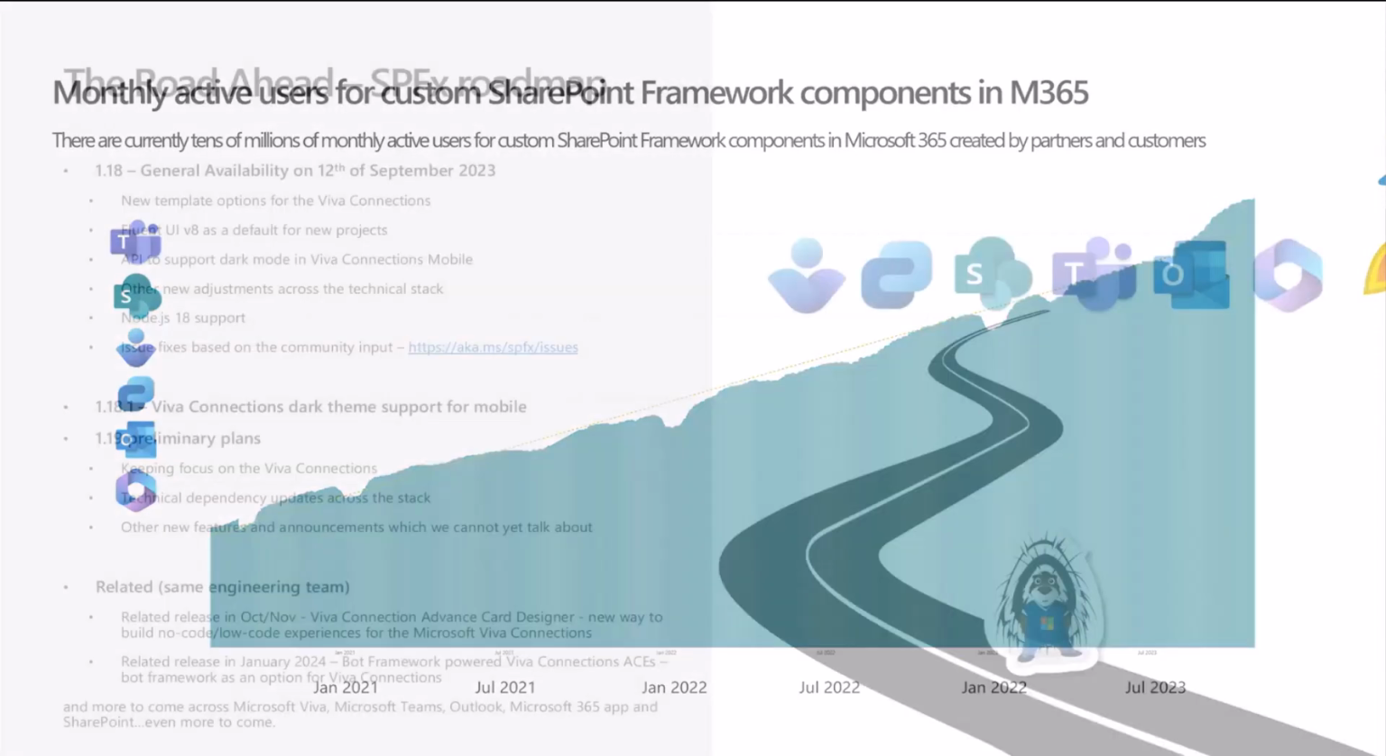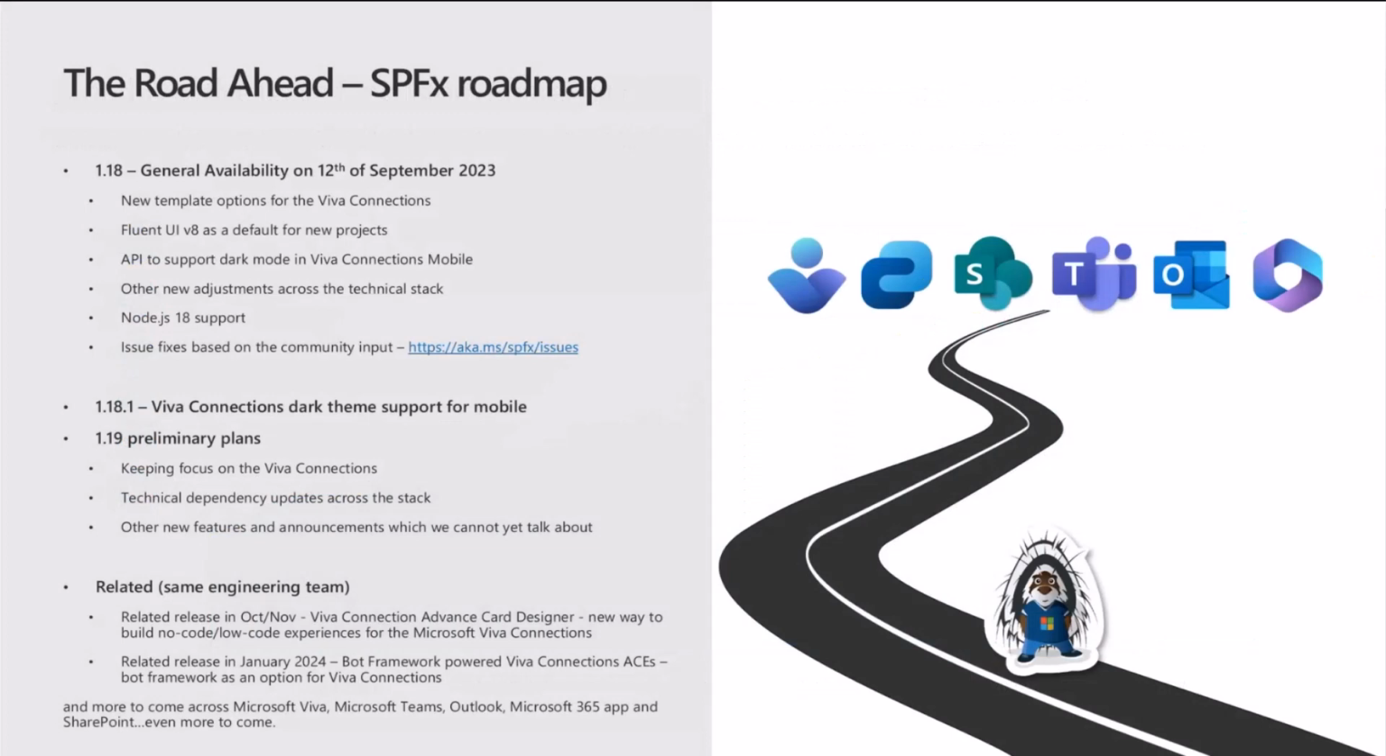Let's go to the following slide. Quick summary slide. Nothing special here, so I didn't update that much. 1.18 is still the latest GA version with the Node 18 support and all of that. 1.18.1 has the Viva Connections dark theme support for mobile, so we're able to change the behavior of Viva Connections cards based on that API, that's documented obviously in the release notes.